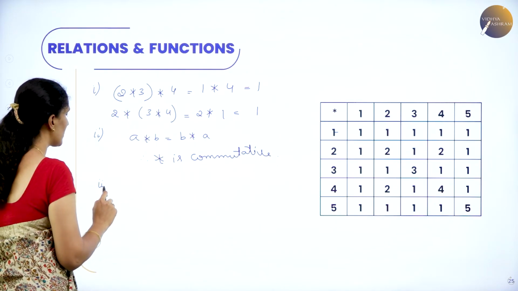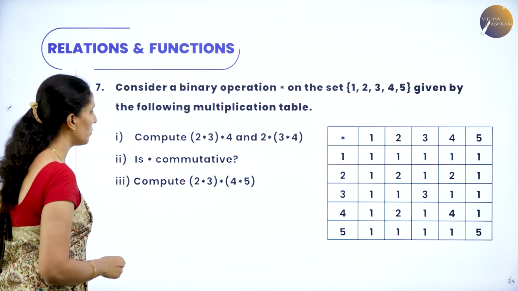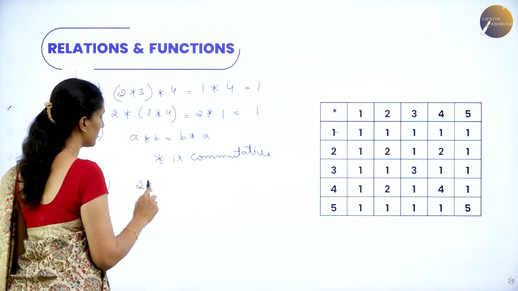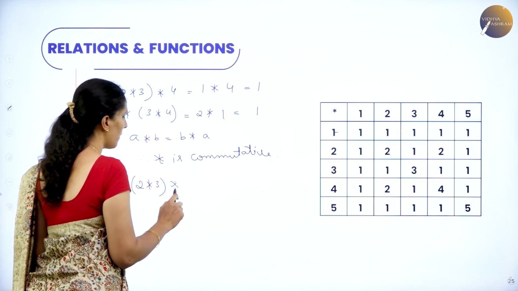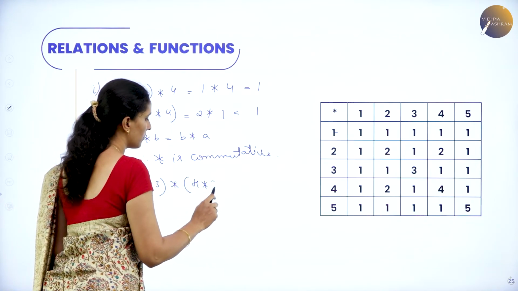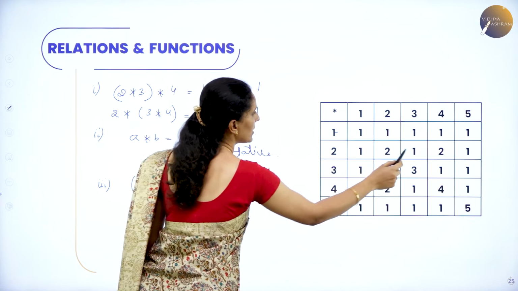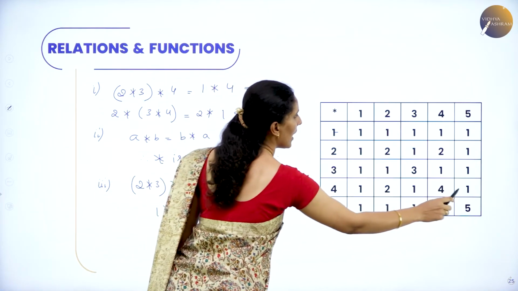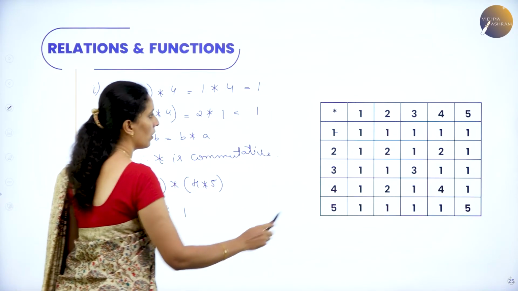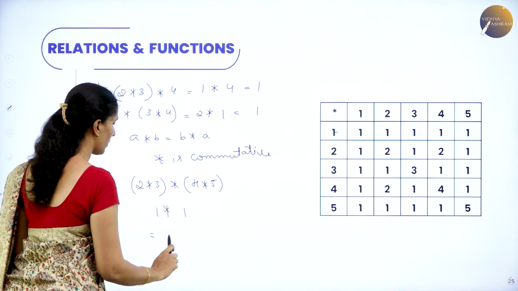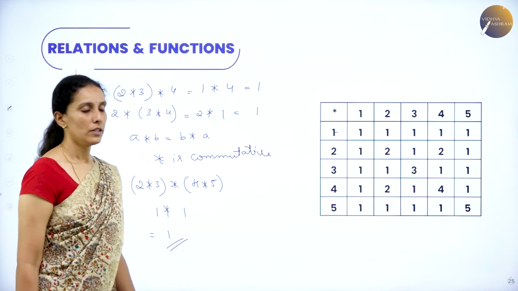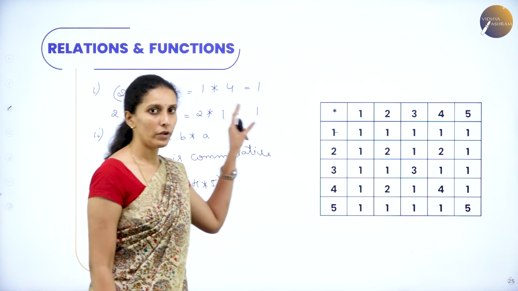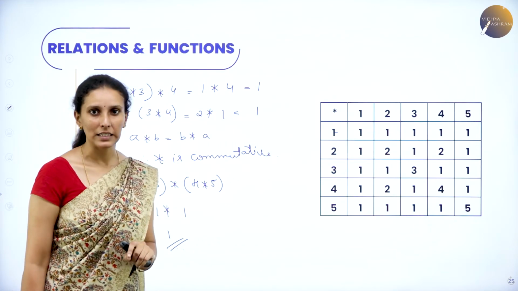Next question they have asked you is to compute (2 star 3) star (4 star 5). So what is 2 star 3? It is 1. What is 4 star 5? It is 1. What is 1 star 1? It is 1. So the answer is 1. So by looking at the given table, we can compute the given results.